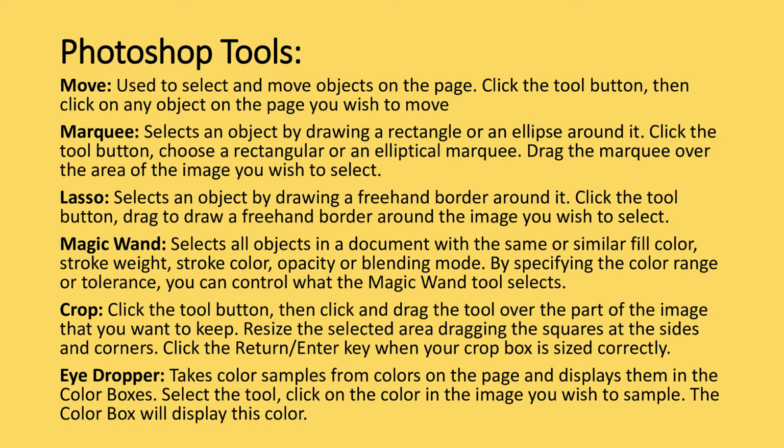Next is eyedropper. It takes a color sample from colors on the page and displays them in the color boxes. Select the tool, click on the color in the image you wish to sample. The color box will display the colors.